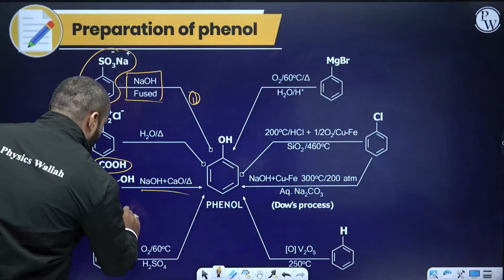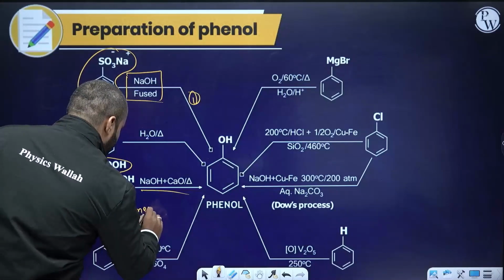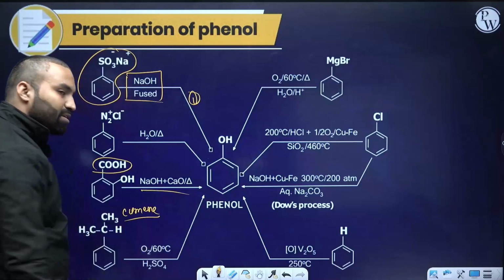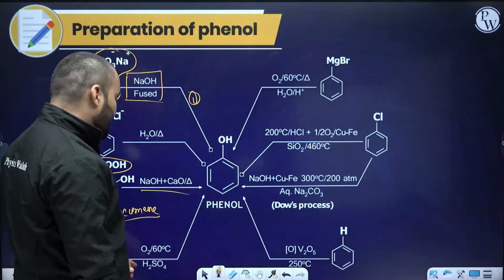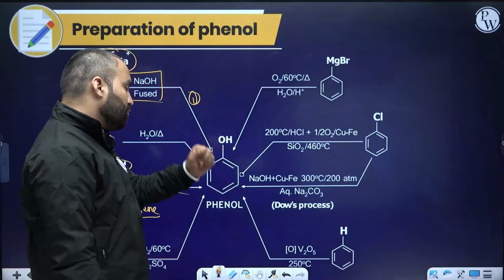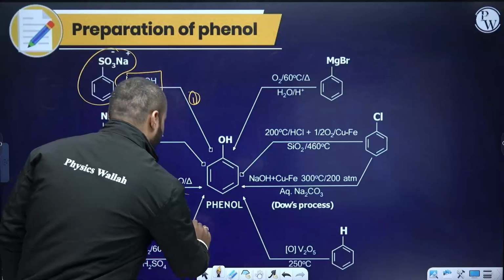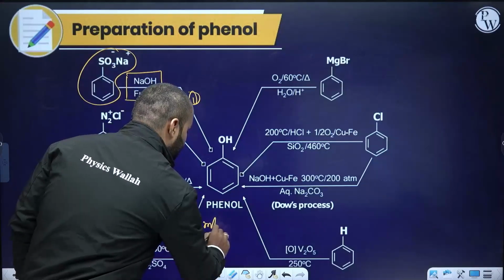This guy is known as cumene. Cumene in the presence of oxygen will produce cumene hydroperoxide. Upon acid treatment, you can get phenol. Very important method. Very, very, very important method.